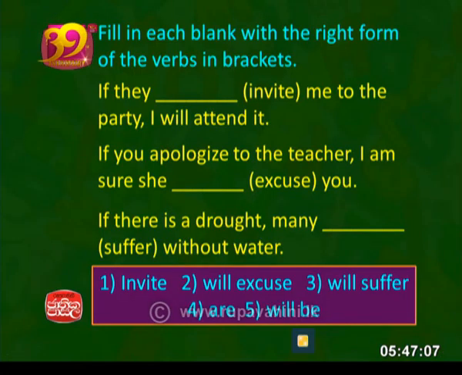So this was taken from your book, children. Right, so we have the answers now. If they invite me to the party, I will attend. Next, if you apologize to the teacher, I am sure she will excuse you. If there is a drought, many will suffer without water. Yes, it is given in the present tense. Right, okay.